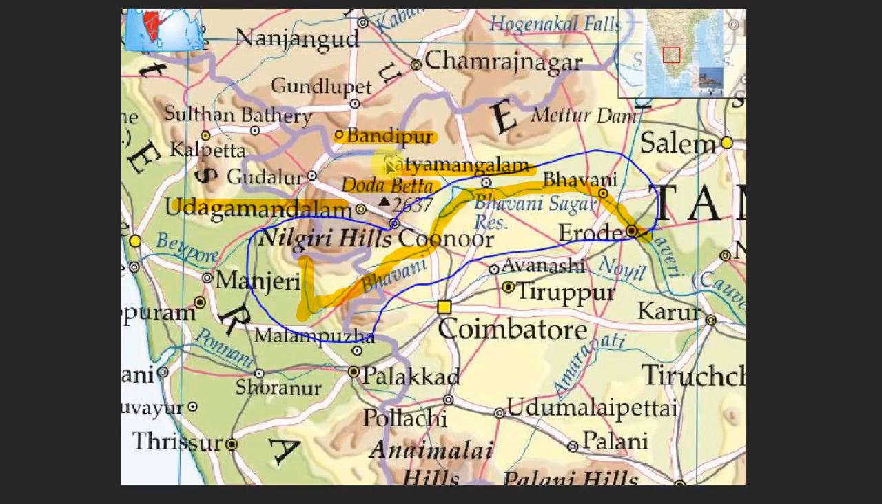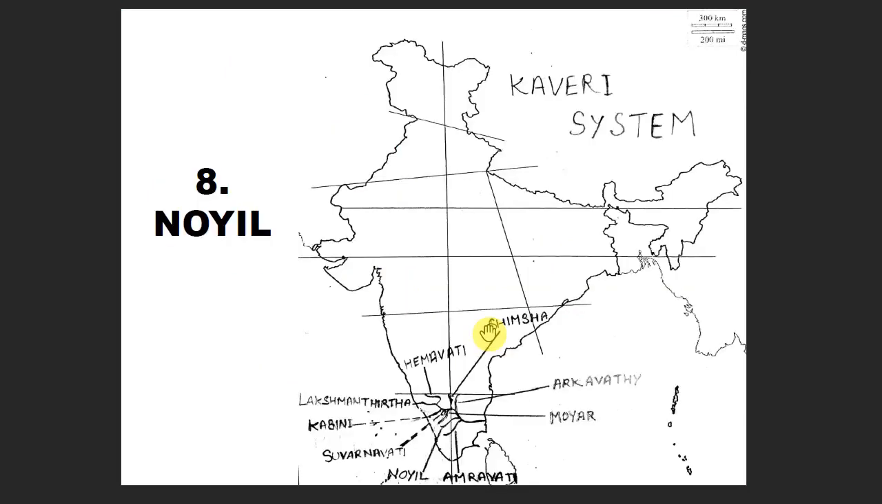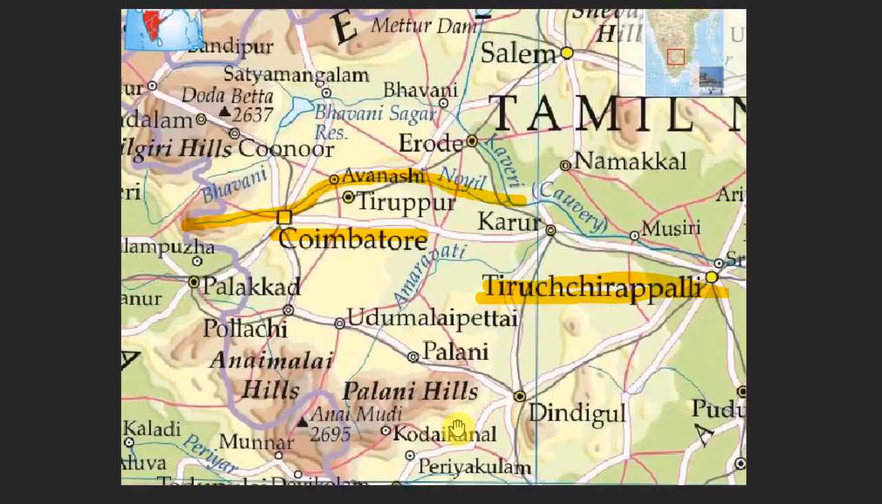And just north of it we have the Bandipur Tiger Reserve. The river joins the Kaveri river at Erode, another important center of Tamil Nadu. So we saw the river rises near Ooty, has the Bhavani Sagar reservoir, and also forms the boundary between Karnataka and Tamil Nadu.